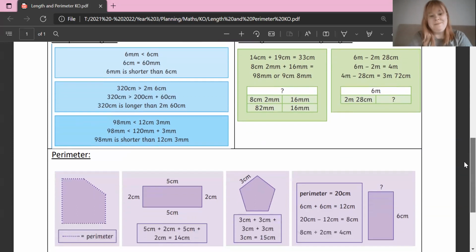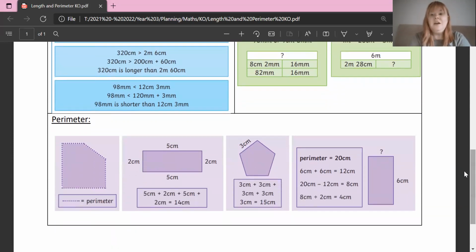So we've got to just make sure our units of measure are right for the question we are doing. Then finally, the perimeter. So the perimeter is our key word for the term. So the perimeter is a distance around a shape or an object. So you can see here the dotted line represents our perimeter. So when we have a rectangle, to find the perimeter, we have to measure the length and add all the sides together.